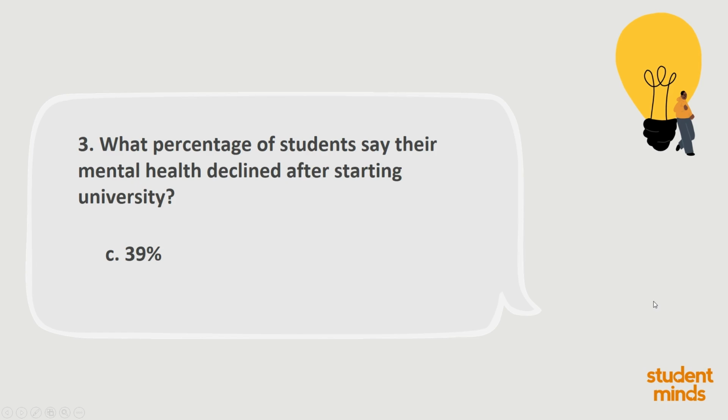Question 3. What percentage of students say their mental health declined after starting university? And the answer is C, 39%. We consistently see a fairly split response to this question, and this particular survey found that 32% reported no change and 24% said that their mental health improved, whereas the remainder actually preferred not to say. And this is from the CBIL Student Mental Health Study in 2023.